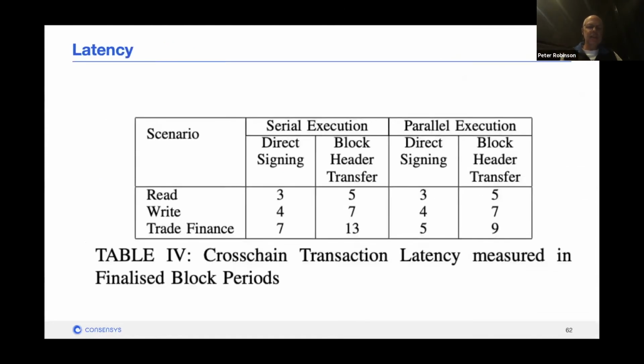Latency is another big thing. For that trade finance scenario where you were going across all those blockchains, if you were using a parallel execution engine, you could get the whole thing done in essentially 5 latency periods for when blocks become final. So if you had instant finality, there would be 5 blocks.